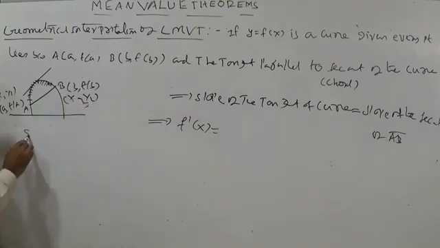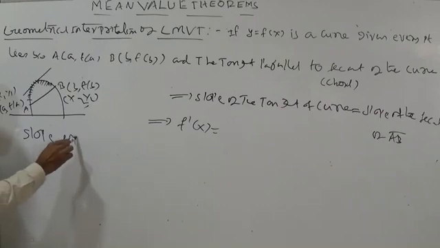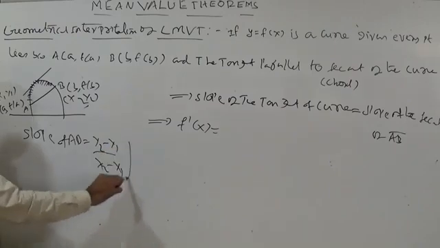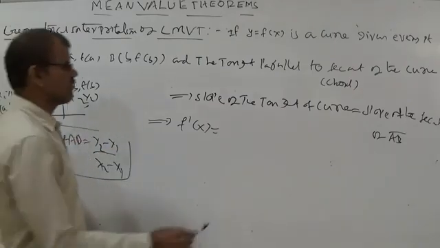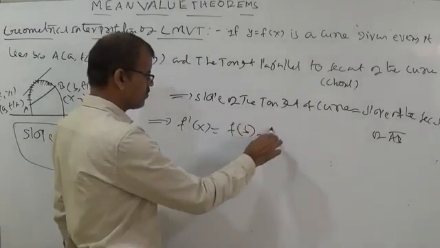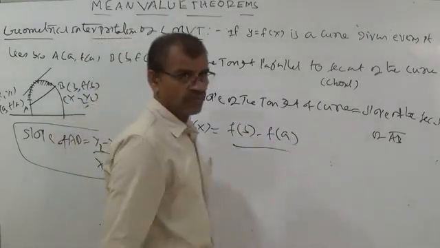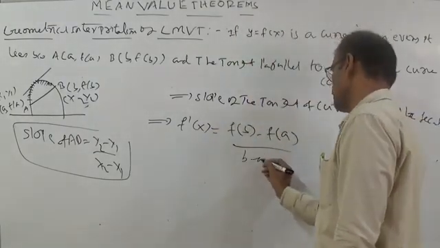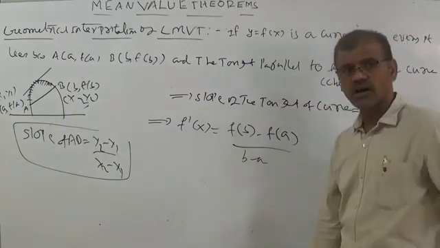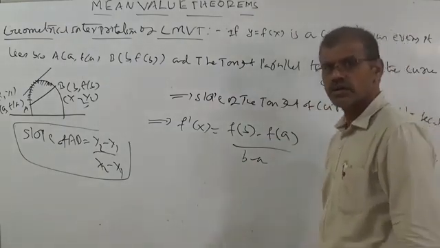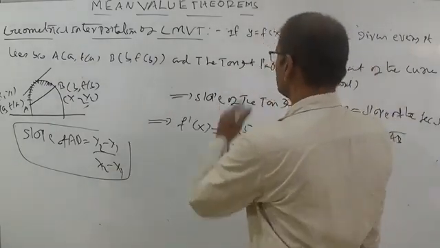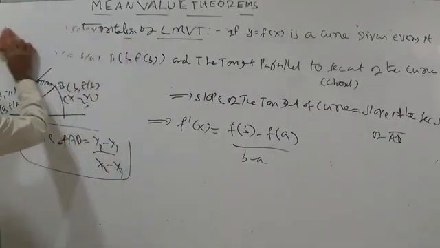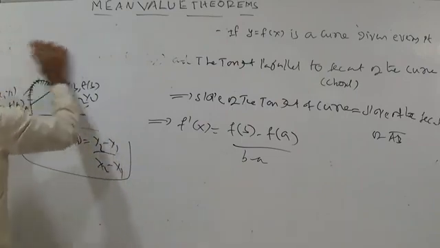and let this be x2 comma y2. Everyone knows that the slope of AB using geometry is y2 minus y1 by x2 minus x1. So what is y2 here? f of b. And what is y1 here? f of a. So we can say f of b minus f of a by b minus a. This is the slope of the curve. This is nothing but the geometrical interpretation of Lagrange's mean value theorem. That's all.